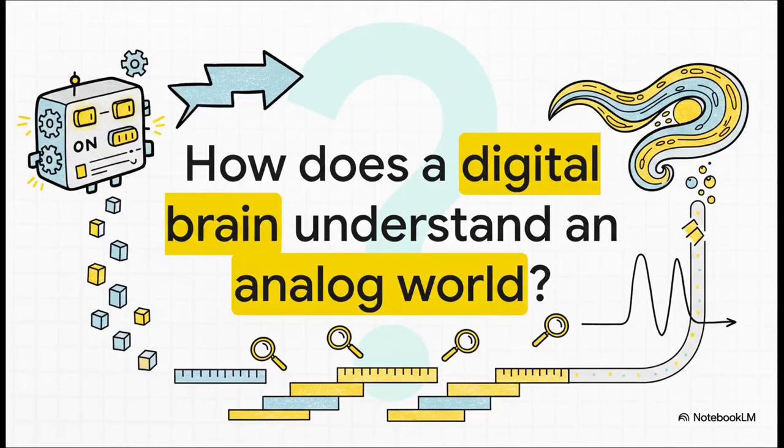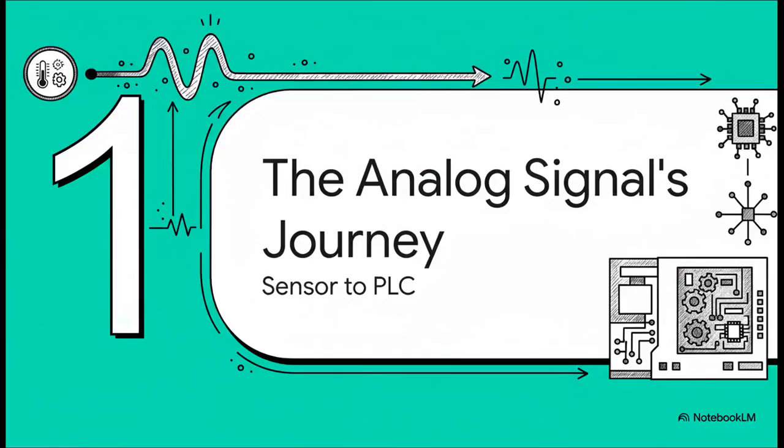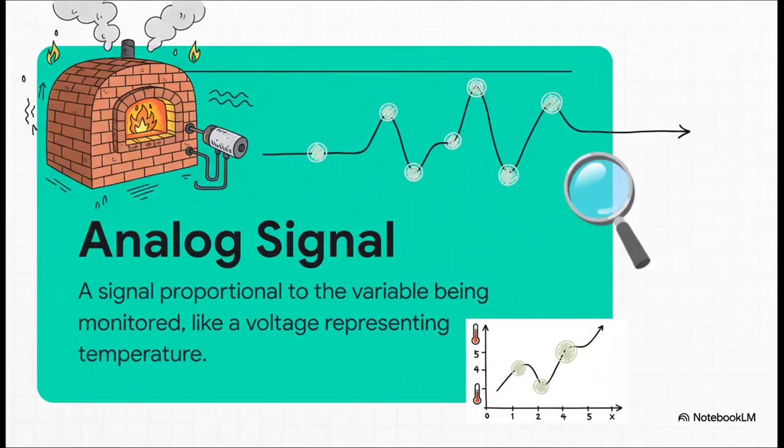And that's the big question here, isn't it? How does a digital brain, like a PLC, that only gets those on or off steps, make any sense of our smooth, continuous analog reality? How do we possibly bridge that gap? All right, let's kick things off with our first section, the analog signal's journey. We're going to follow a signal right from the source, a sensor out in the real world, and track it all the way to the brain of the machine.